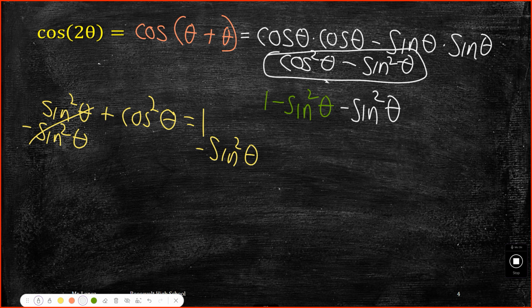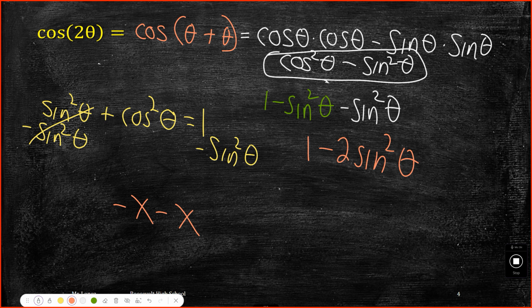So what is the answer to this? It's going to be what? 1 minus what? What's negative x and negative x? Negative 2x. So this is going to be negative 2 what? Negative 2 sine squared theta.